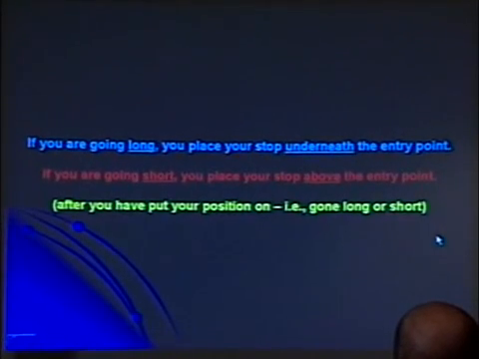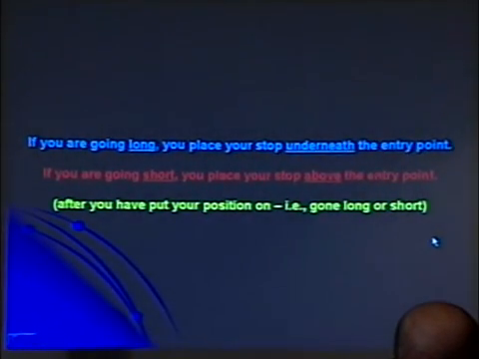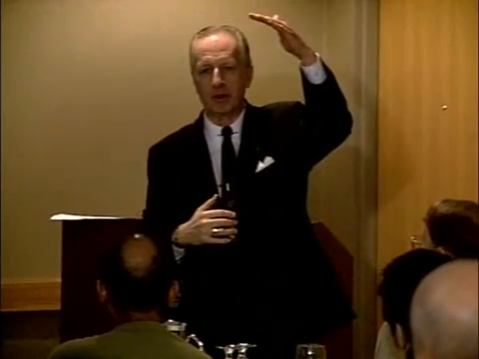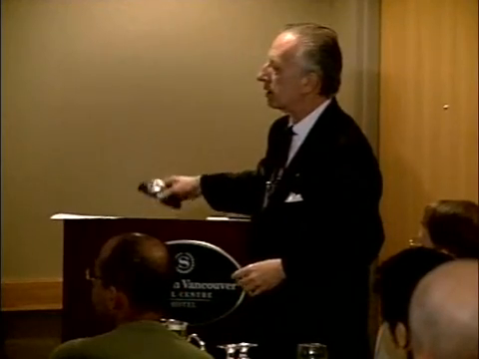I put this slide in here because there are some people who don't understand. There was one person I talked to who didn't understand that if you go long, you put the stop down here, and if you go short, you put the stop up here. He had it the other way around. I don't know why he was confused, but I won't dwell on that because that's pretty obvious.